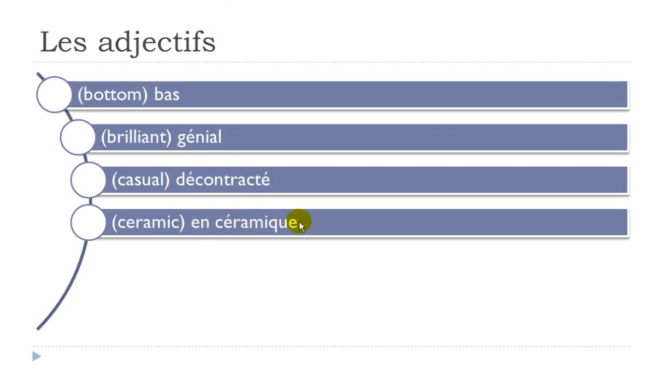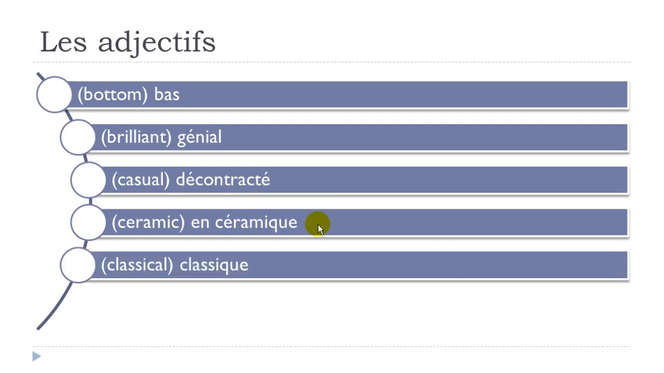En céramique. Okay, so remember this Q-U-E here will give you the sound K. Okay, céramique, because you don't insist on the final E. Céramique. All right? En céramique. Classique. Okay, so exactly the same thing. You don't insist on the final E, so you get K as the last sound. Classique.